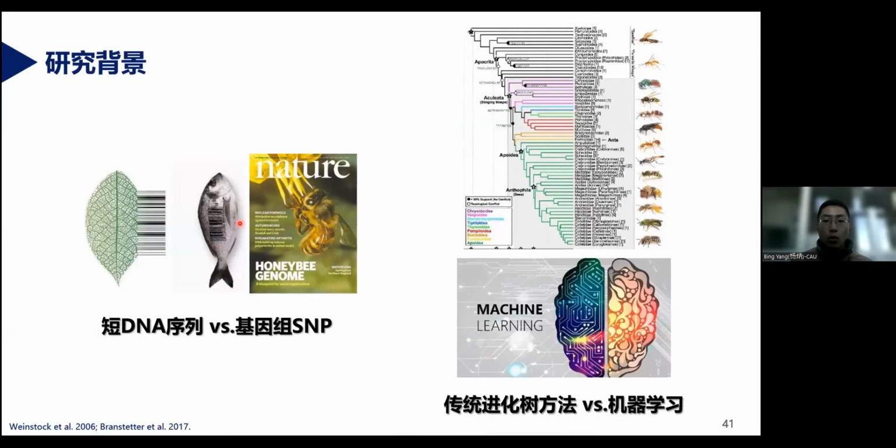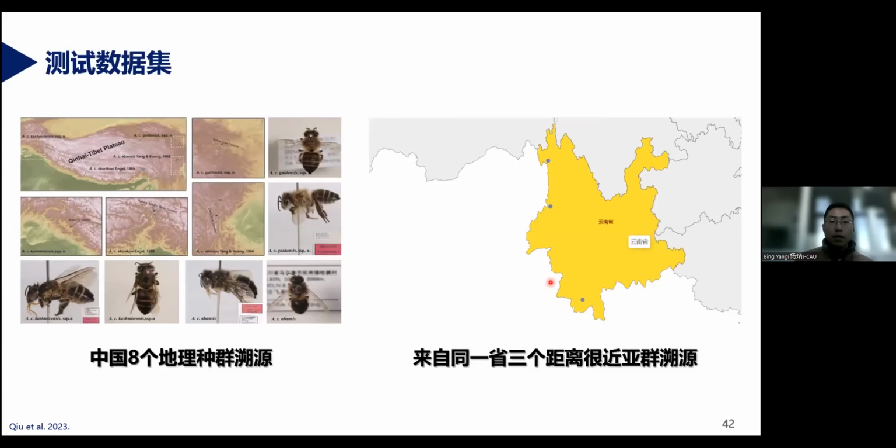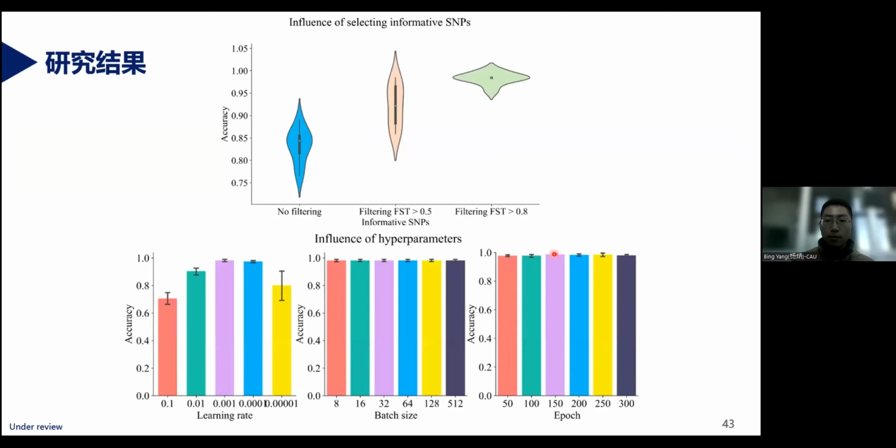And in the work, a traditional phylogenetic framework is required. In machine learning, rapid growth provides unforeseen opportunities. The test data set for our research is from 8 geographical populations of oriental bees in China, and they are closely related to subpopulations of the same province.